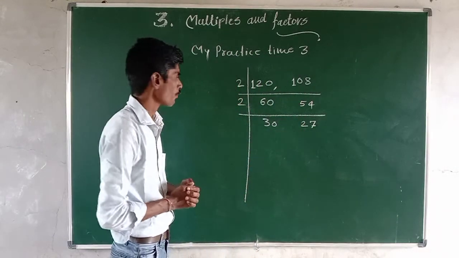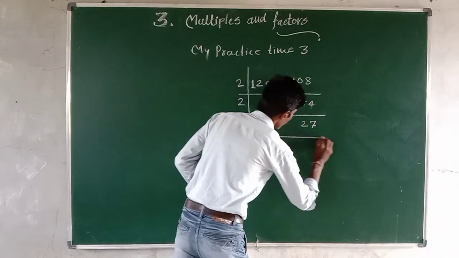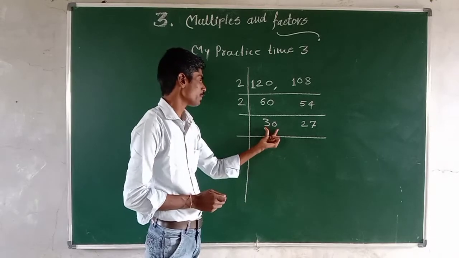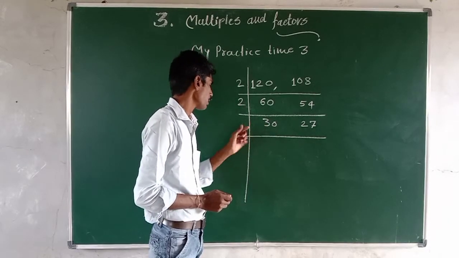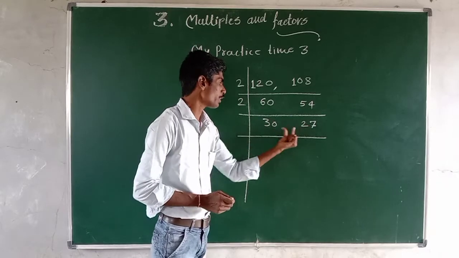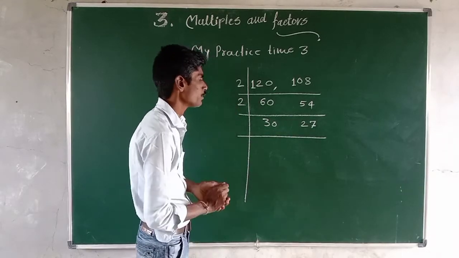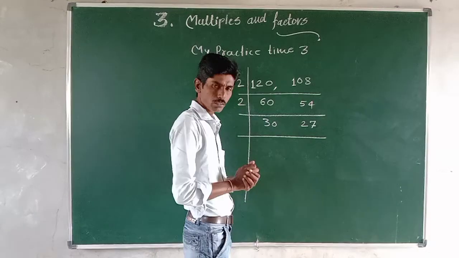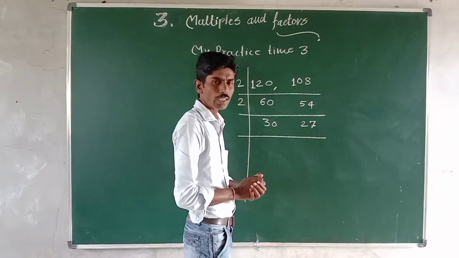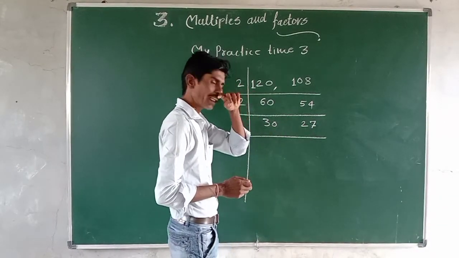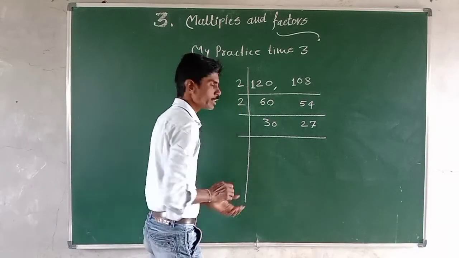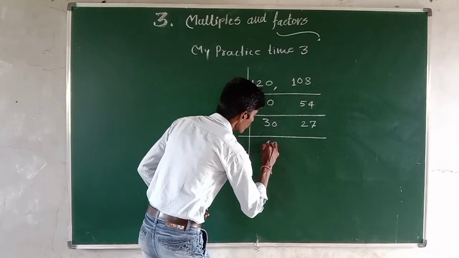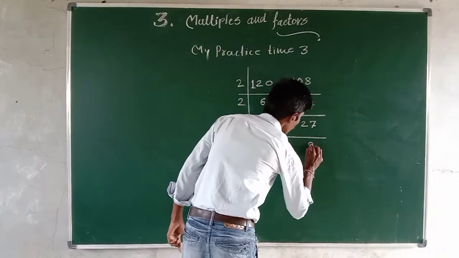Again, we have to find the number by which both numbers, this 30 and this 27, can be divided. So 3 plus 0 is 3, and 2 plus 7 is 9. So this 3 and this 9 can be divided by 3 with the help of the divisibility rule of 3. So 3 tens are 30 and 3 9s are 27.